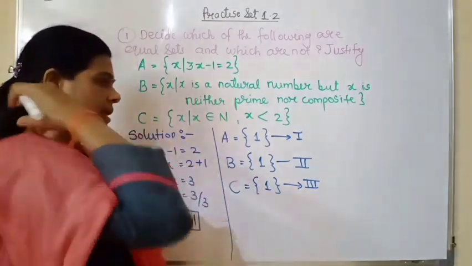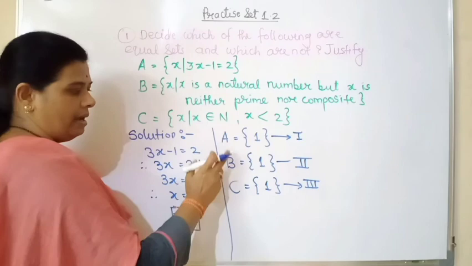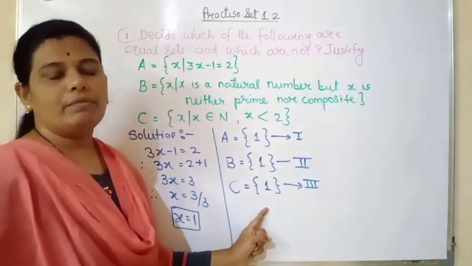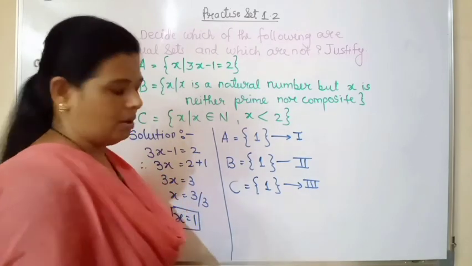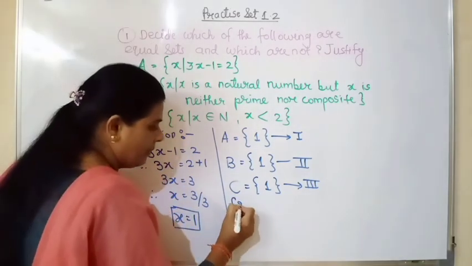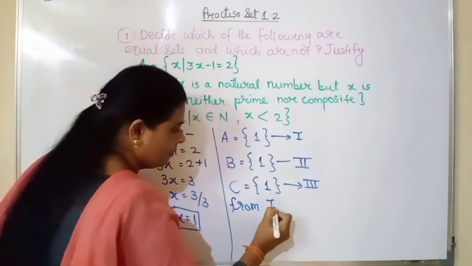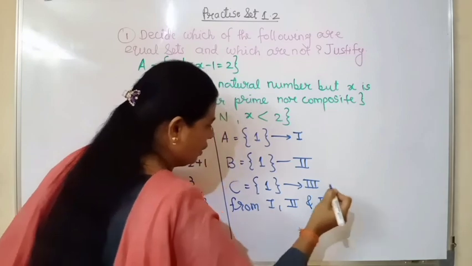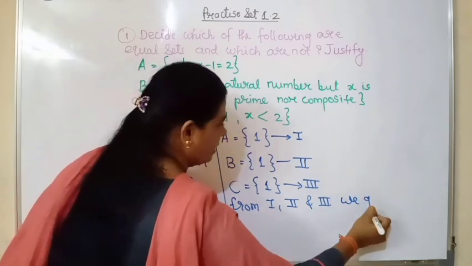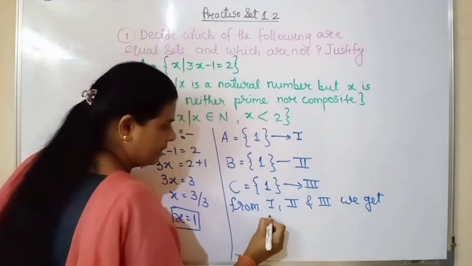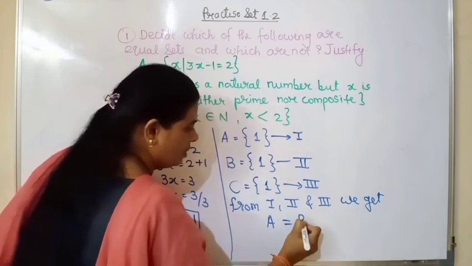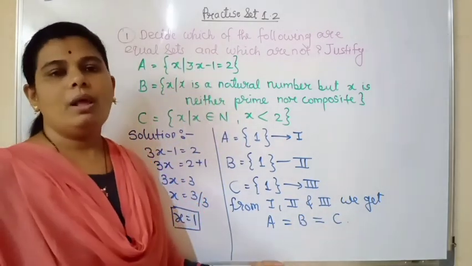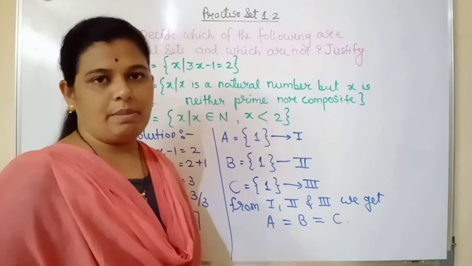So what we see in these three sets, set A, set B and set C: in all these three sets, we get the same element, that is 1. So I will just write it here that from 1, 2 and 3, we get that set A is equal to set B is equal to set C. Why are they equal? Because they contain the same element.